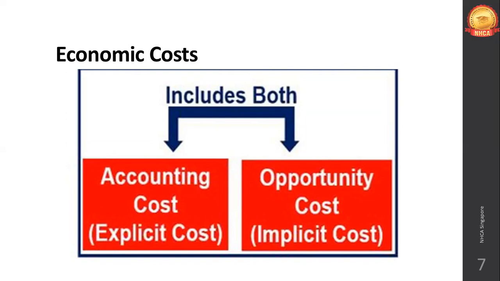Accounting cost, whatever explicit costs, expenses that have happened, that will be tallied. Whatever you are making, whatever revenue you are collecting, whatever billing you are doing, they all come under economic cost.